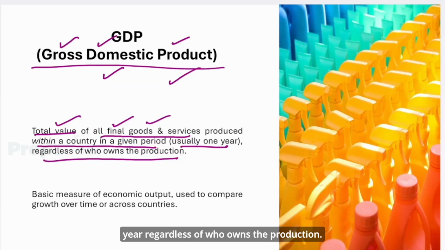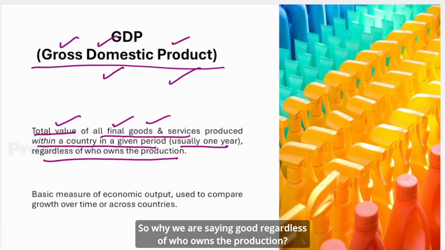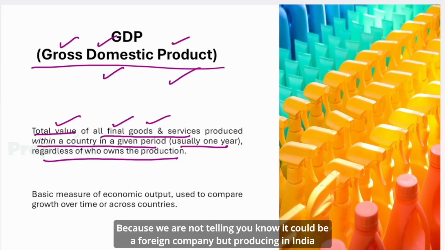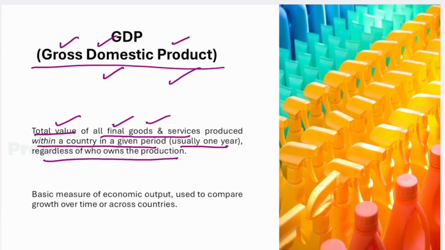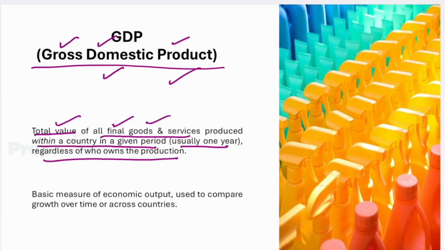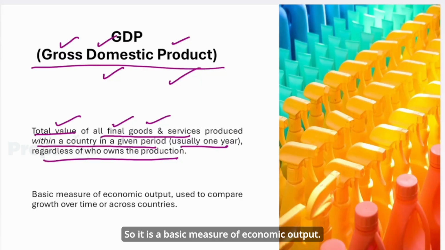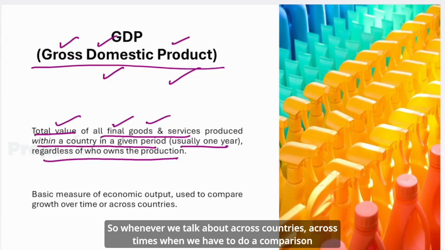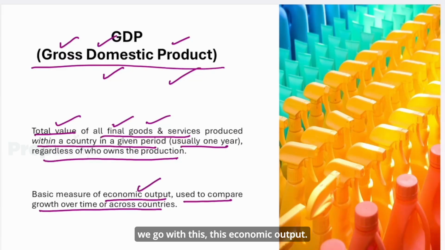So why are we saying regardless of who owns the production? Because it could be a foreign company producing in India, or an Indian company producing in India. In either condition, it forms part of the GDP. So it's a basic measure of economic output. Whenever we have to do a comparison across countries and across times, we go with this economic output. That is why GDP is important.